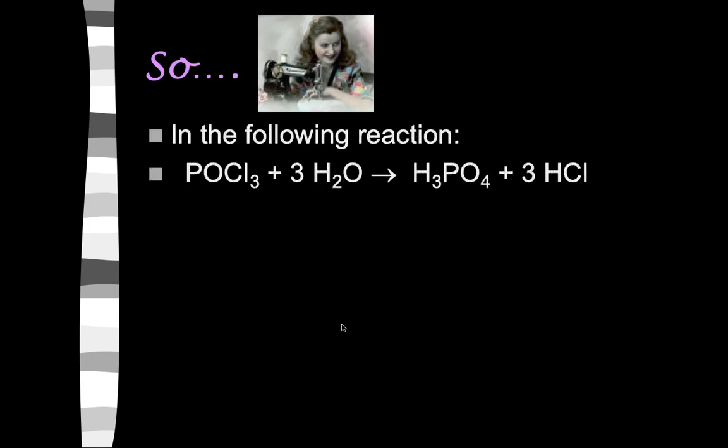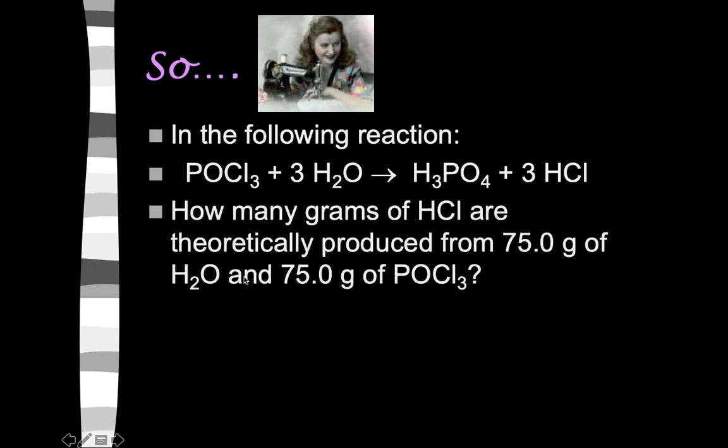All right, so with all that in mind, theoretical versus actual, and LR is really just what perfectly should happen. Let's imagine we had a reaction like this. This maybe looks familiar. We talked about it when we learned about LR. POCl3 plus 3 water produces phosphoric acid and 3 moles of hydrochloric acid. So here's what I might ask you. How many grams of HCl are theoretically produced from 75 grams of water mixed with 75 grams of POCl3?